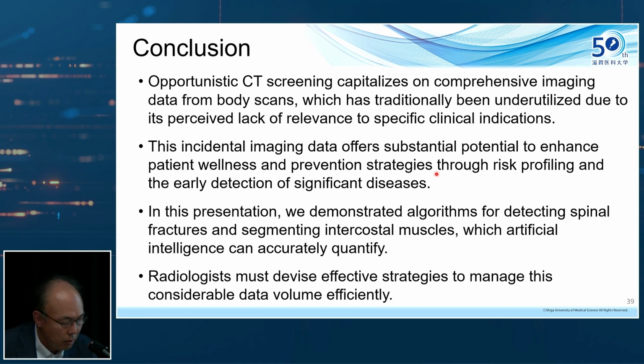Yes, in conclusion, opportunistic CT screening capitalizes on comprehensive imaging data from body scans, which can traditionally be underutilized due to its perceived lack of relevance to specific clinical indications. This incidental imaging data offers substantial potential to enhance patient wellness and prevention strategies through risk profiling and the early detection of significant disease. In this presentation, we demonstrated algorithms for the detection of spinal fracture and segmentation of intercostal muscle, which AI can accurately quantify.